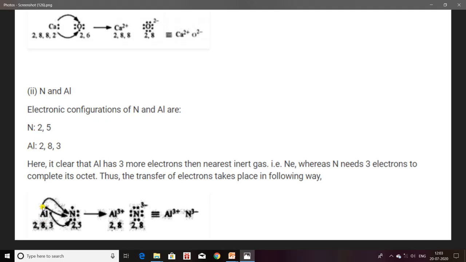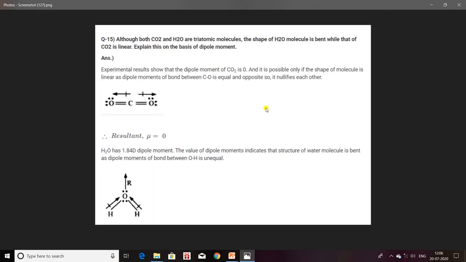Here you can see that these are the 3 valence electrons of aluminium and here they are the 5 electrons of nitrogen. So there will be a complete transfer from aluminium, right? Aluminium will acquire a 3 positive charge and a stable electronic configuration. Nitrogen will acquire a 3 negative charge and a stable electronic configuration. So this is the compound, Al3 positive, nitrogen 3 negative.